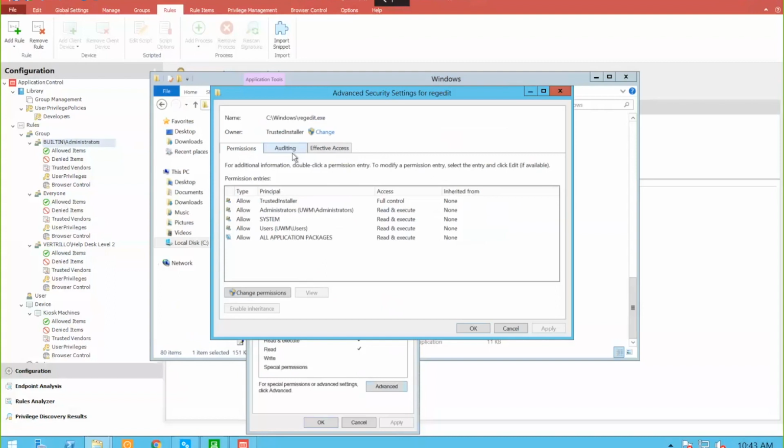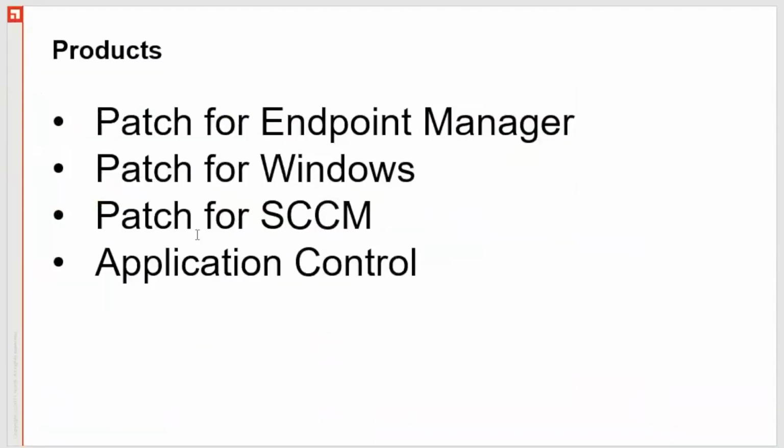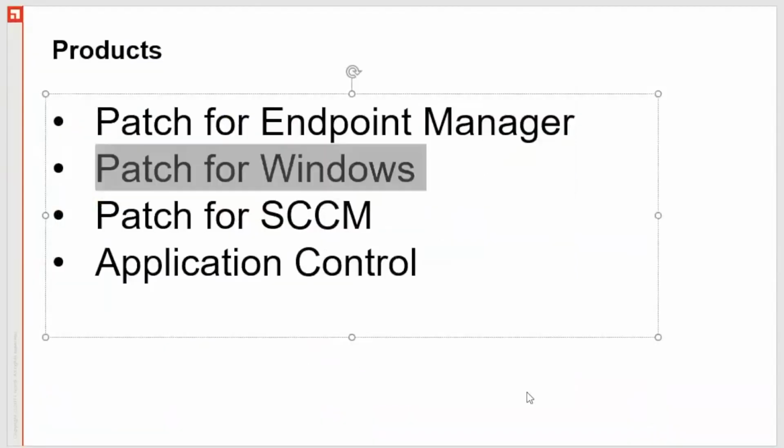Okay, so that was a quick run through on our application control. Like I was describing, the patch for Windows is actually transforming right now as we speak into the Ivanti security controls, which will be patch for Windows, Mac, and Linux, and include the application control functionality. So that's going to be a great product for people that are looking to jump more into the security functions as it relates to Ivanti.